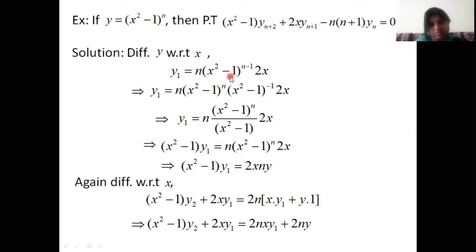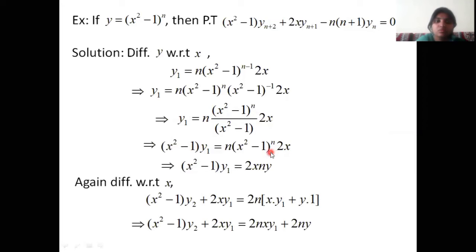I have just split this term using the law of indices. Now written like this, (x² − 1)^(−1) is nothing but 1 divided by (x² − 1). So y1 is equal to n into (x² − 1)^n divided by (x² − 1) into 2x. When you cross multiply this, you get (x² − 1) y1 equal to n into (x² − 1)^n into 2x.